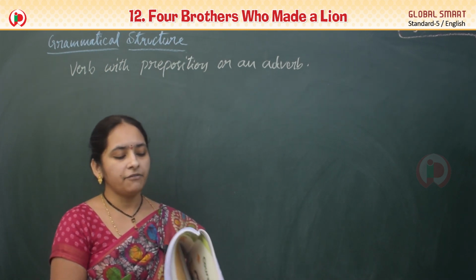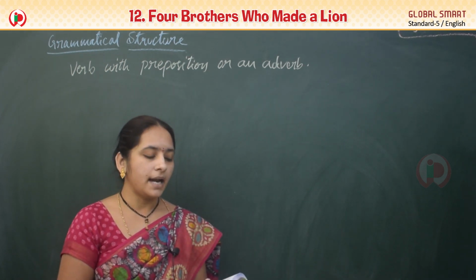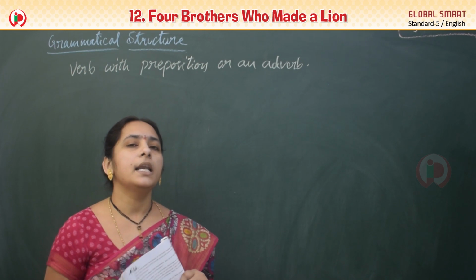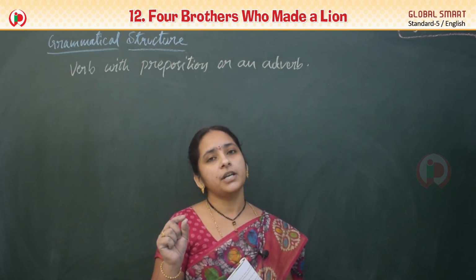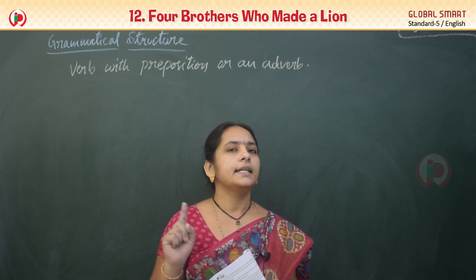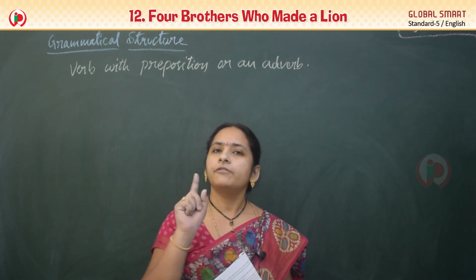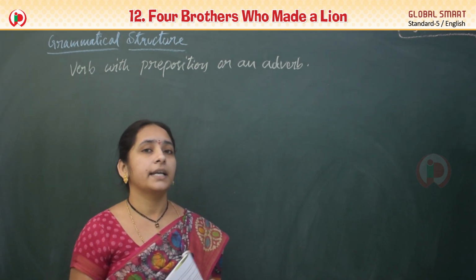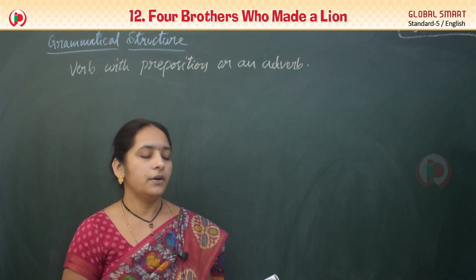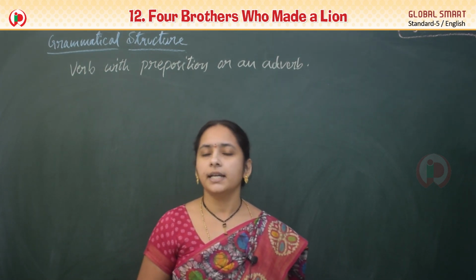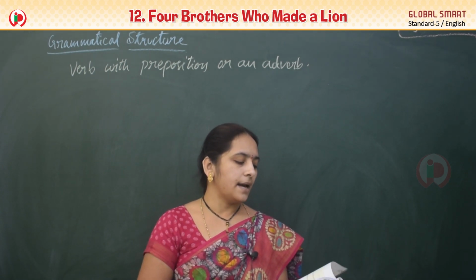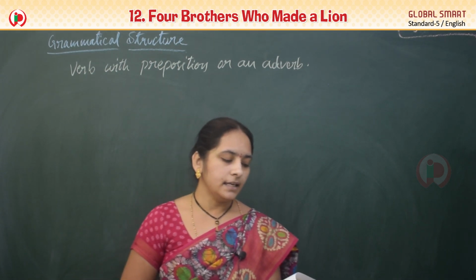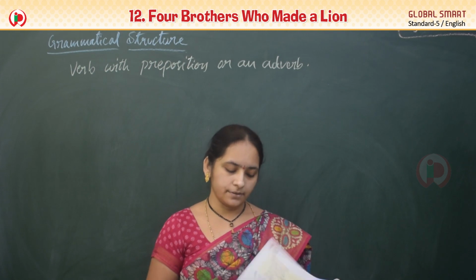So how can we find what is the verb and what is the adverb? Generally, after the verb, if something should come next to it, then it is called a preposition. If a word comes after the verb but nothing follows it, we call it an adverb. If you have something after it, that is a preposition. Take the example: get inside the castle.